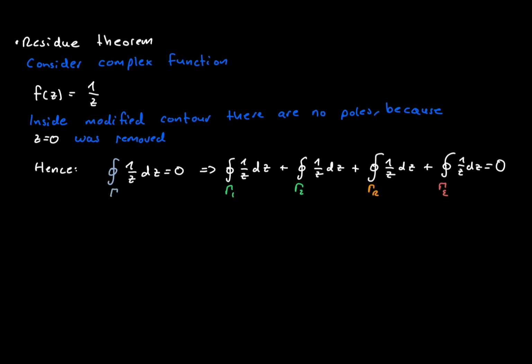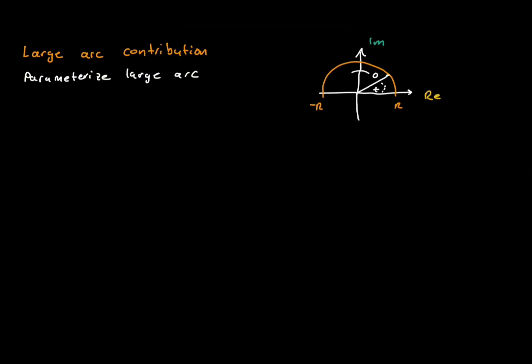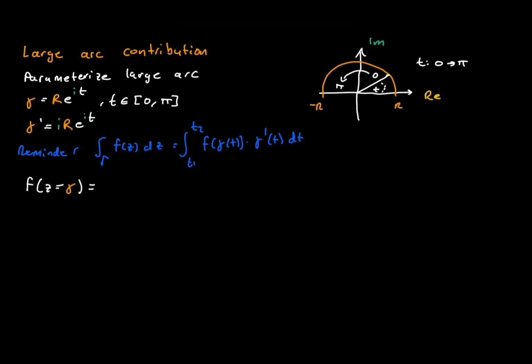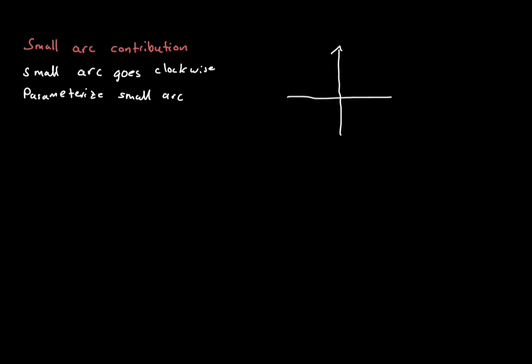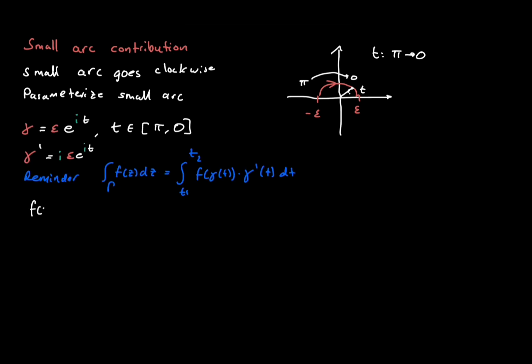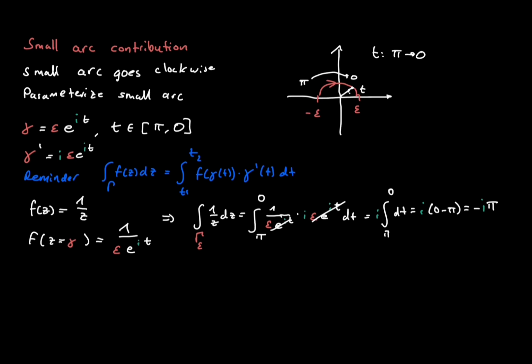Now let's analyze the different pieces. First, the large arc. We parameterize the large semicircle by z equals re to the it. After substitution, everything simplifies beautifully, and we get i times pi. Now the small arc. Notice carefully. This small semicircle is traversed clockwise. That changes the sign. After parametrization, we obtain minus i pi.